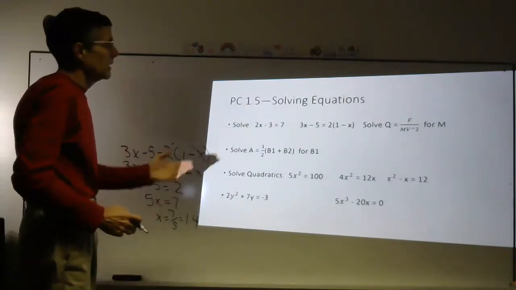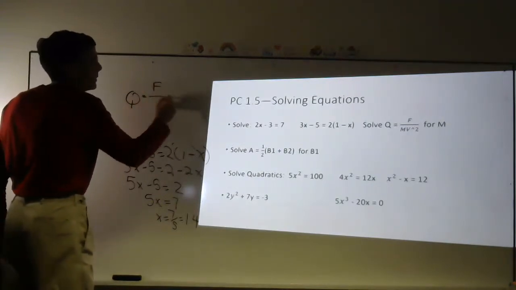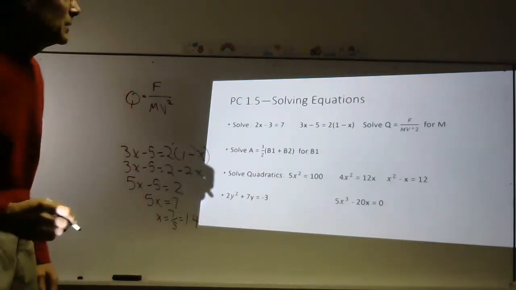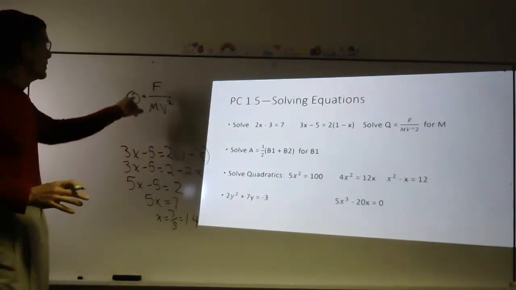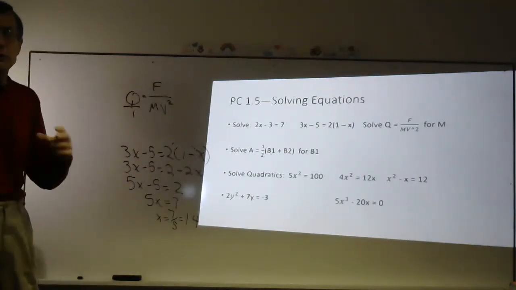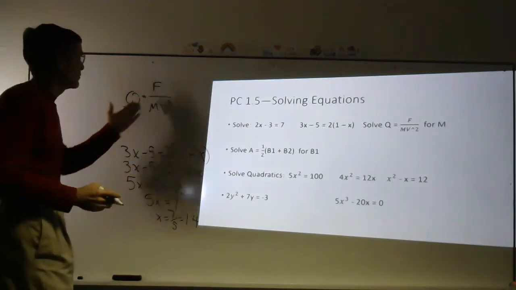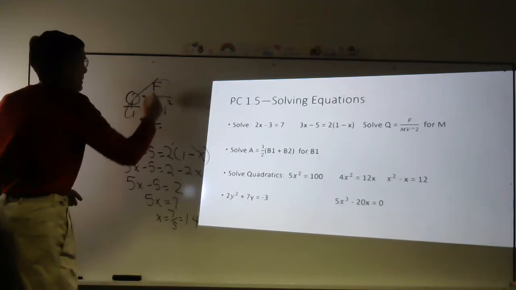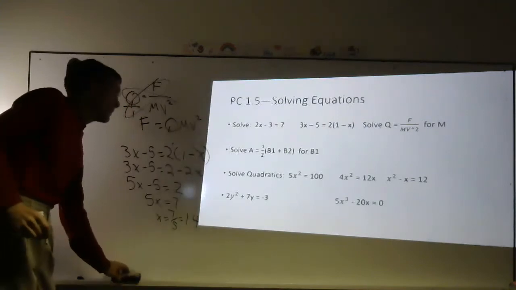Now, how about a more complex equation? Looks like a formula. Q is equal to F over mv squared. And we want to solve that for the letter m. Anytime, and this goes back to day 1 in here, anytime you have a fraction equal to a fraction, you can always cross multiply, and it gets rid of the fractions. I think that's a smart thing to do here. F is equal to, when I multiply this way, and now I multiply this way, qmv squared, right?